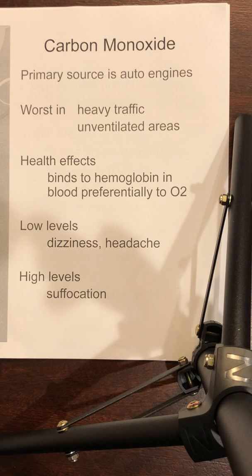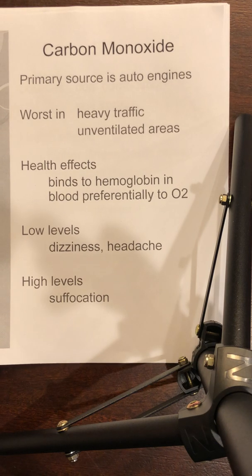So let's talk a little bit about some of the primary pollutants and why they're of concern. Carbon monoxide primarily comes from auto engines. It builds up worse in heavy traffic, obviously, and in unventilated areas. So it's never a good idea to have your car engine on in a garage with the door closed. The reason for this is that at low levels, carbon monoxide causes dizziness and headaches. At high levels, it binds to hemoglobin in the blood, which means oxygen doesn't bind with hemoglobin, so it leads to suffocation and death at high enough exposure levels.